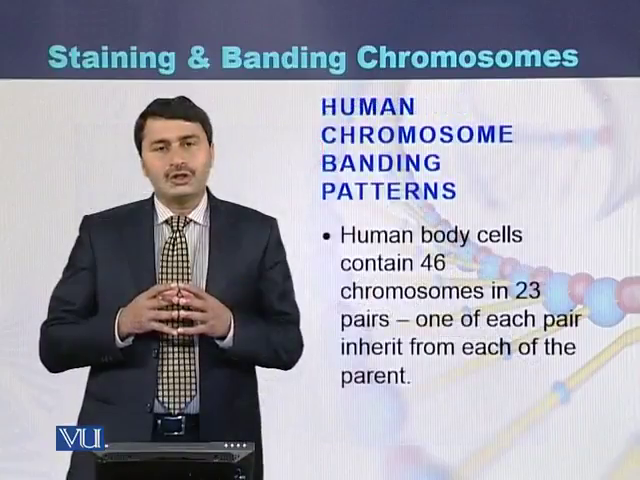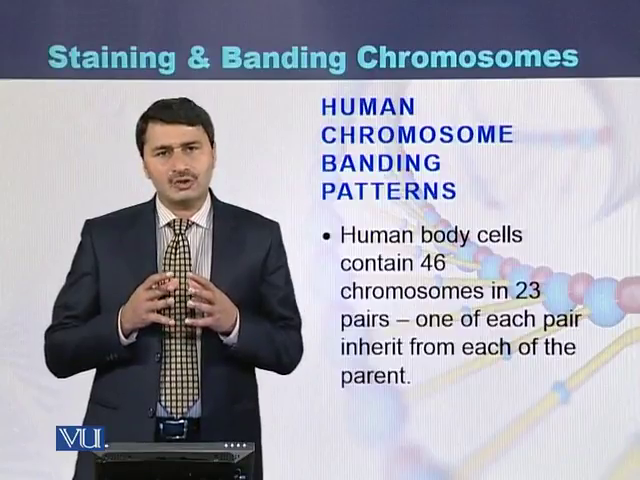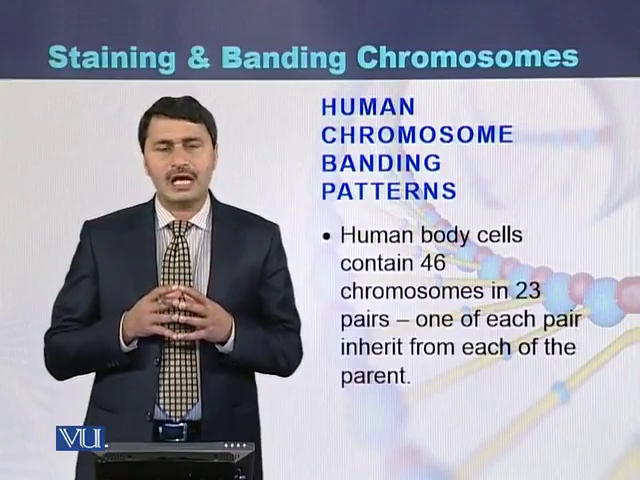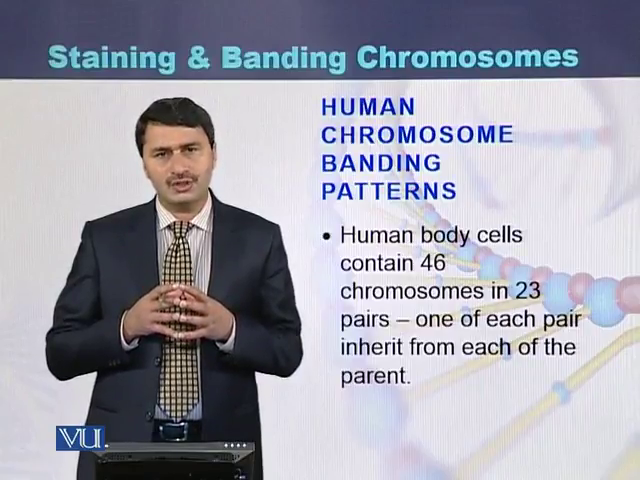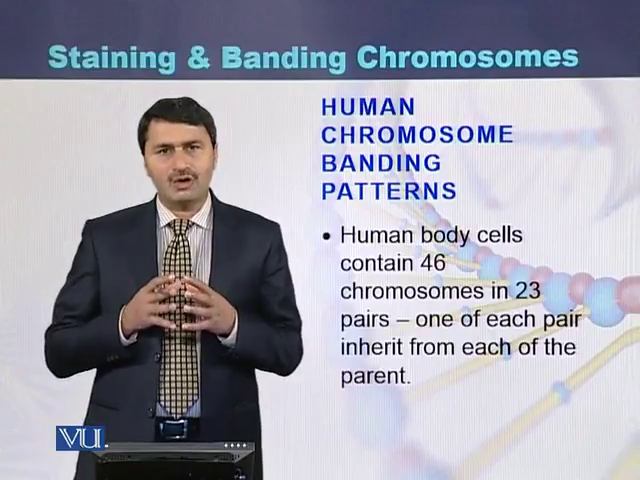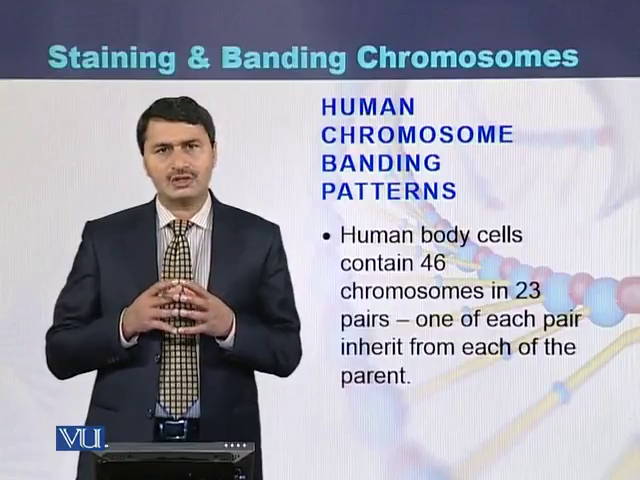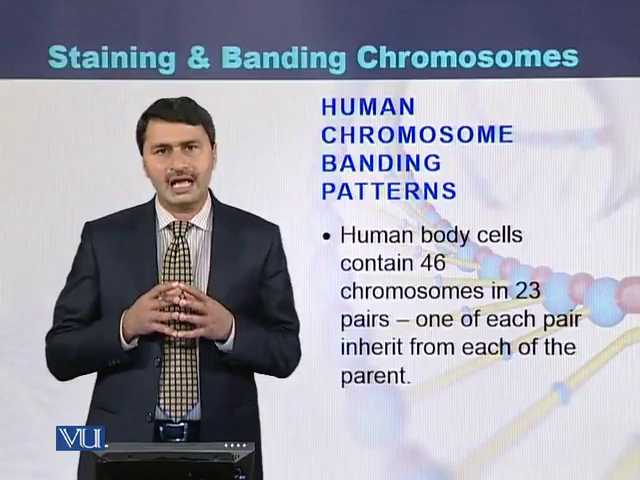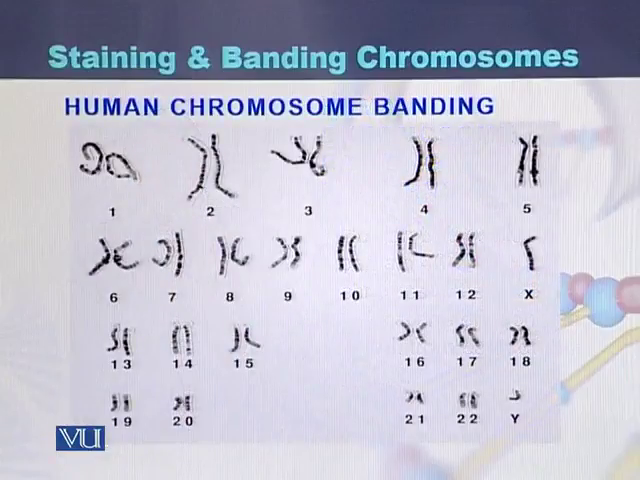banding. Human chromosomes can also be stained and studied for karyotyping. In case of humans, there are 46 chromosomes that consist of 23 pairs. Out of these 23 pairs, 22 are called autosomes and 1 pair of chromosomes is called sex chromosomes. Here is the banding pattern of human chromosomes.